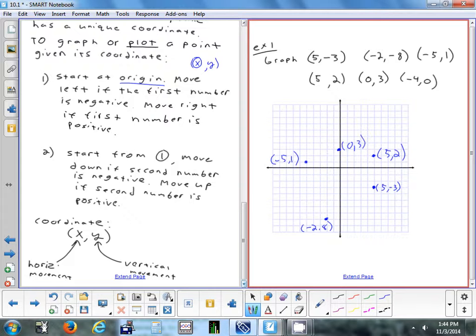The point 0, 3, if I asked you, is it in a quadrant? What would you say? You would say it's on the y-axis. Right, it's on the y-axis. That is not in a quadrant.